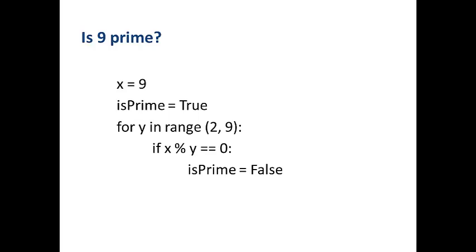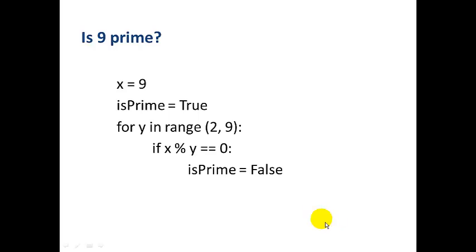Then we have to use a for loop: for y in range 2 through 9. Now bear in mind this 9 here is only going to count up to 8 because the range function does not include the 9. It uses 9 minus 1. So it's going to use values 2 through 8. So if x mod y is equal to 0, then is_prime is equal to False.